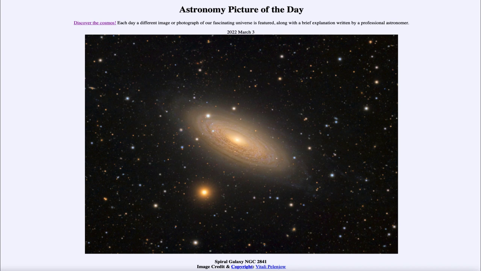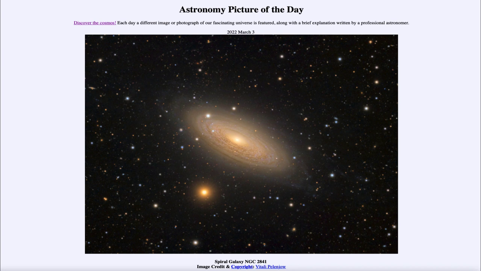This is an example of a spiral galaxy, and we're looking out towards the constellation of Ursa Major, which contains the Big Dipper. We see a spiral galaxy with distinct spiral arms spiraling around the center, a central core, which we can't see, but would contain a supermassive black hole, and some blue coloring in the outer spiral arms associated with star formation.